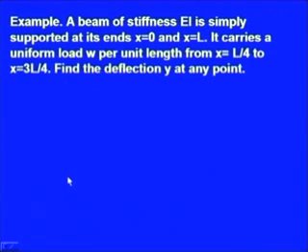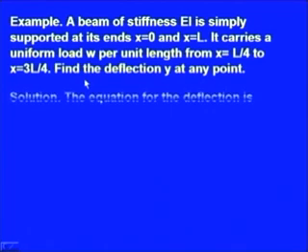Now, let us study one more example on deflection of the beam. A beam of stiffness EI is simply supported at its ends x equal to 0 and x equal to L. It carries a uniform load W per unit length from x equal to L/4 to x equal to 3L/4. Find the deflection y at any point.